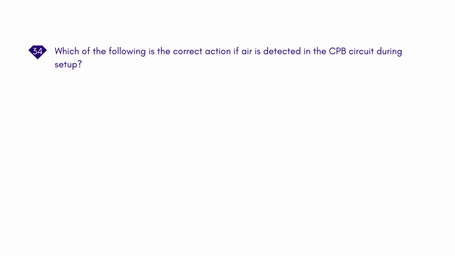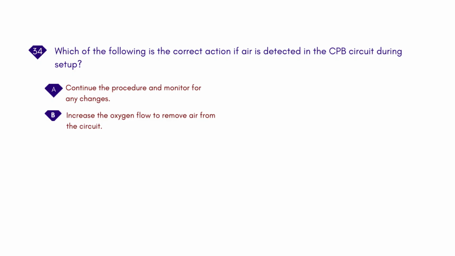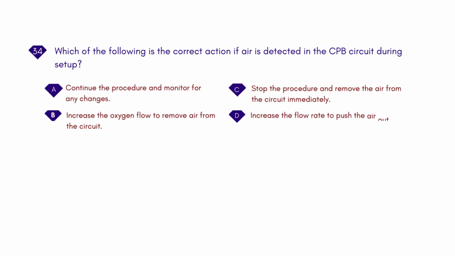Which of the following is the correct action if air is detected in the CPB circuit during setup? A. Continue the procedure and monitor for any changes. B. Increase the oxygen flow to remove air from the circuit. C. Stop the procedure and remove the air from the circuit immediately. D. Increase the flow rate to push the air out of the system.